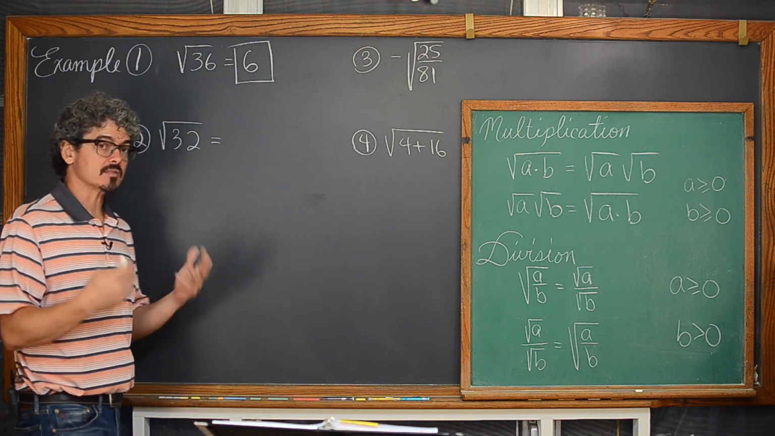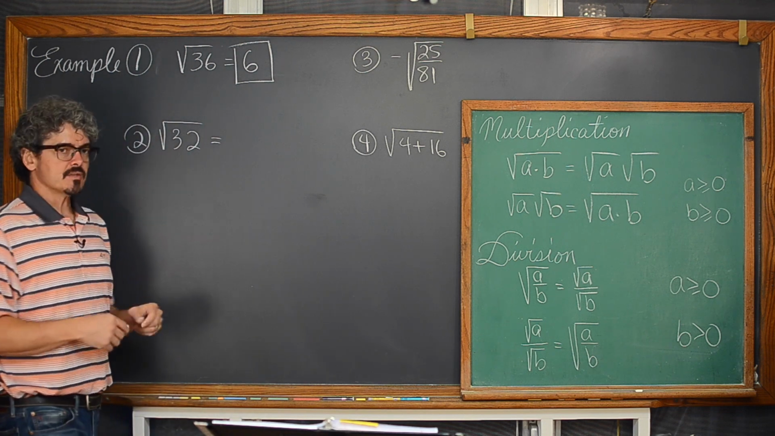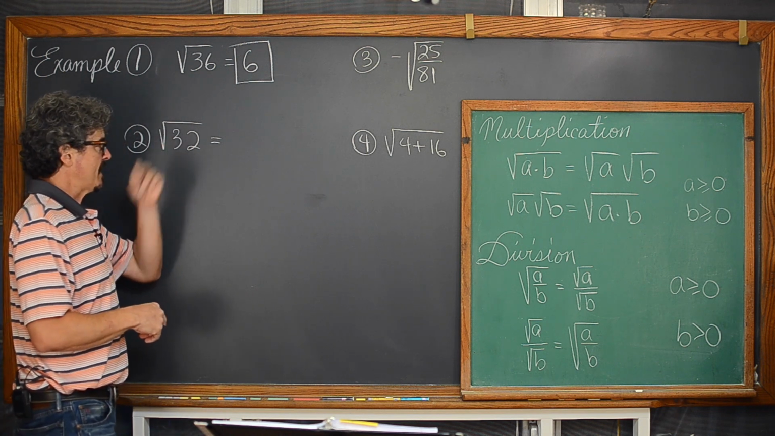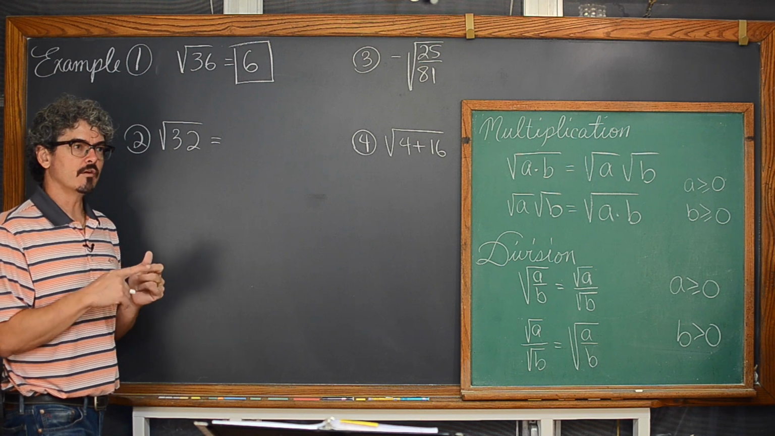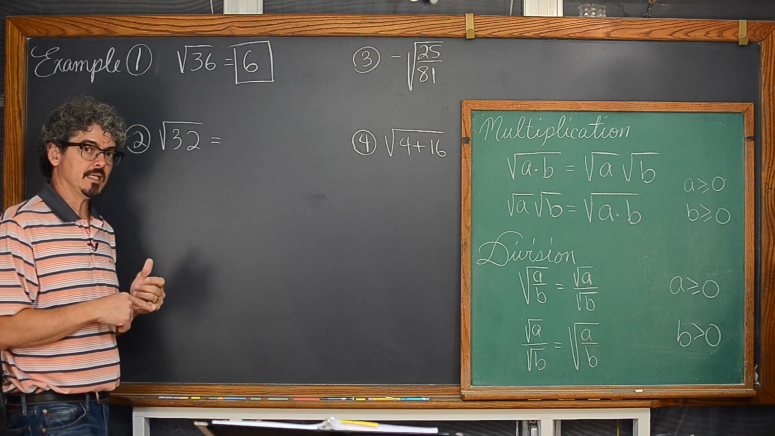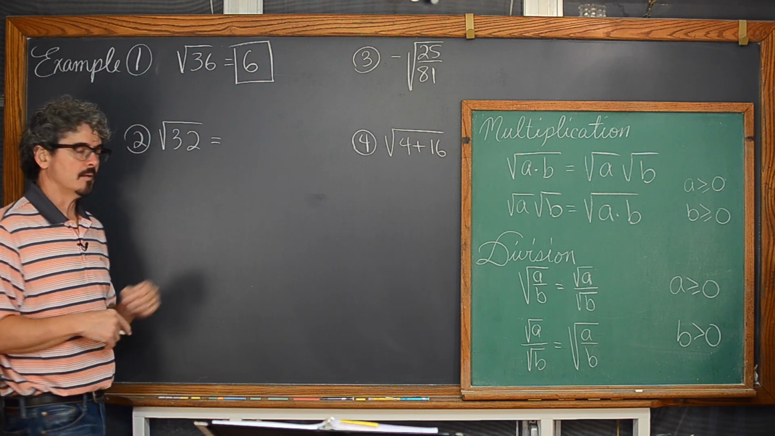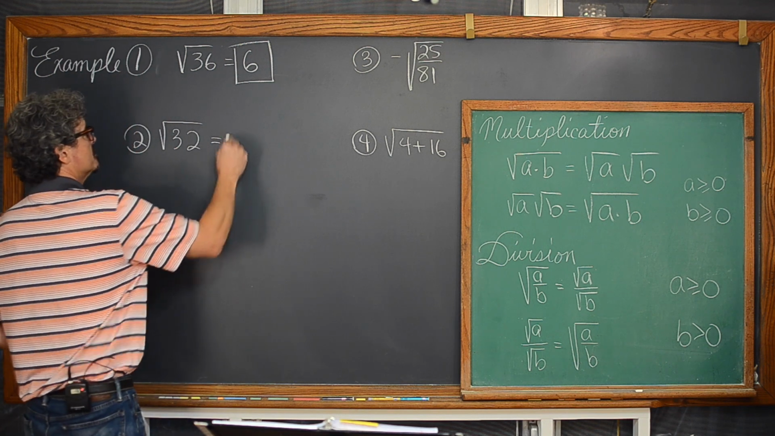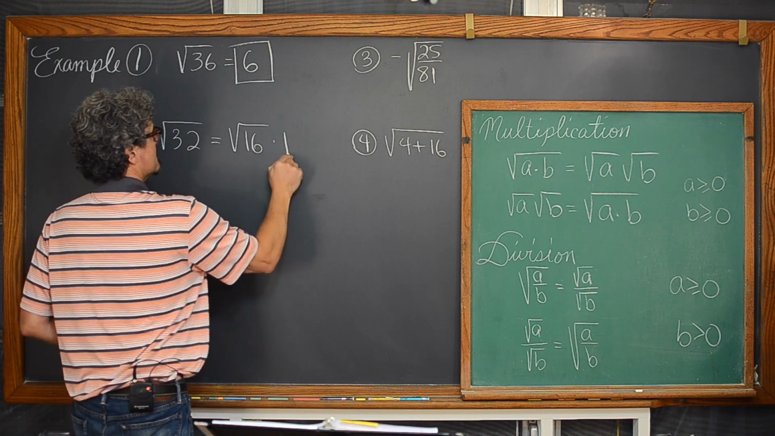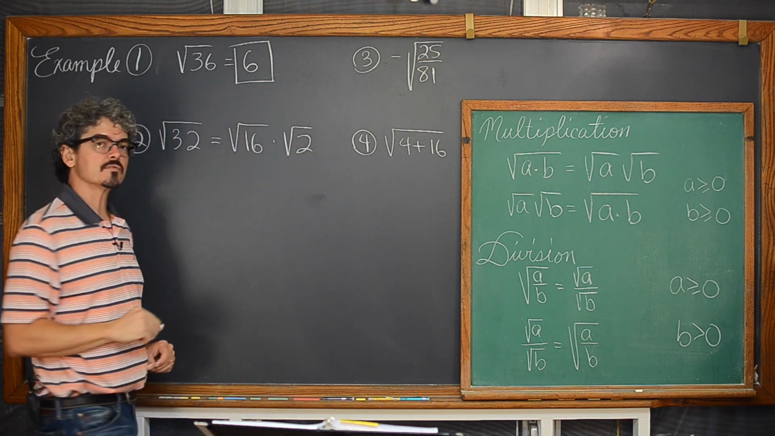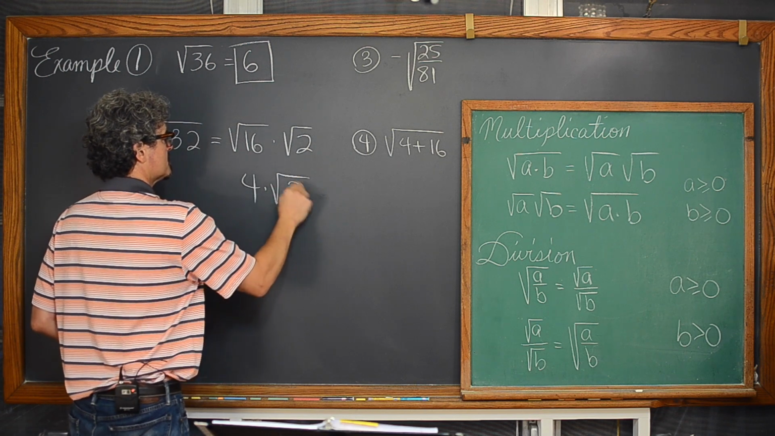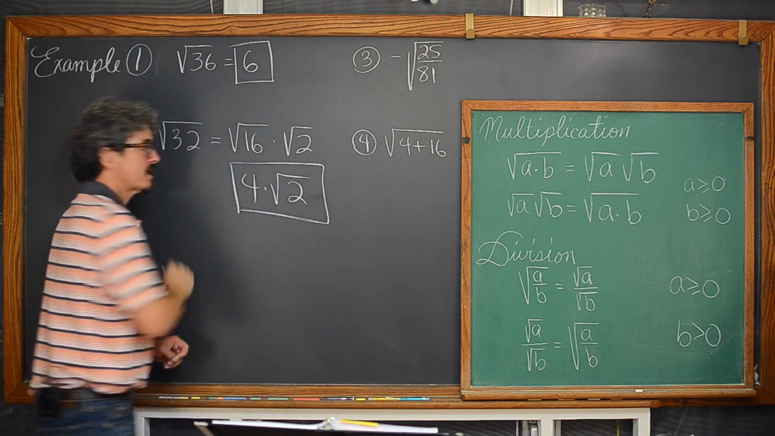That would be an approximation. We can simplify this if there is a perfect square which is a factor of 32. So like 4 squared is 16, and 16 divides evenly into 32 2 times. So this becomes the square root of 16 times the square root of 2, and the square root of 16 is equal to 4. So thus we have 4 times the square root of 2, and our second example is done.